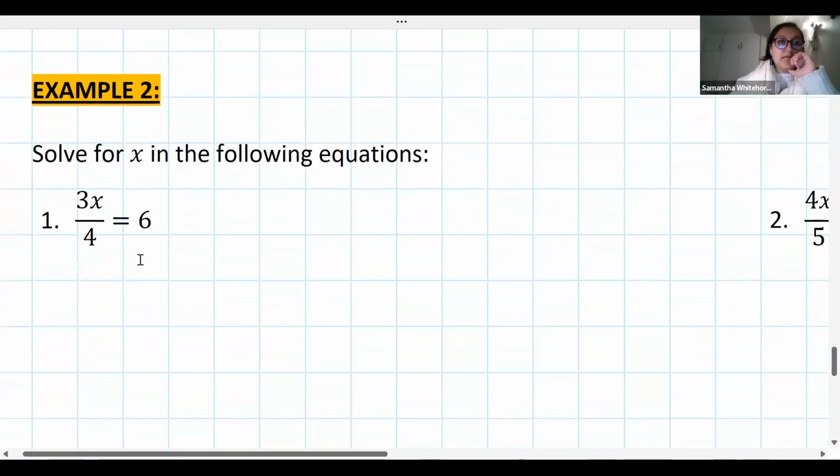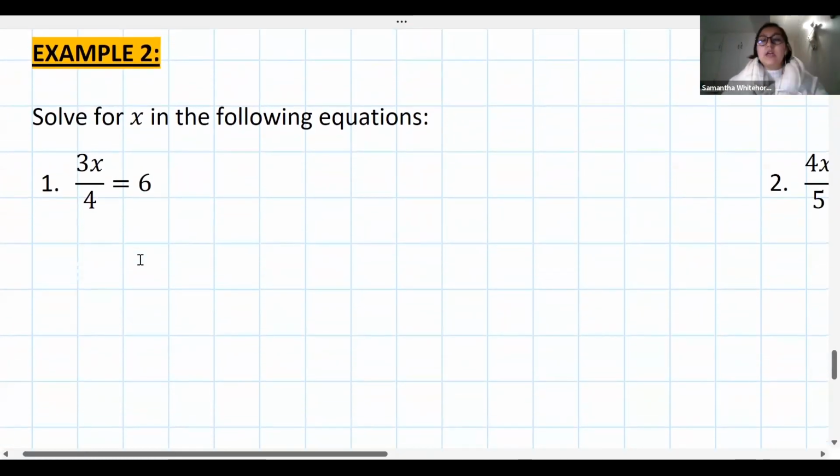Okay, so sorry, I was scrolling the wrong way. So let's have a look at our next set of examples here where we now have some fractions. Okay, now guys, fractions are nothing to be scared of. As long as you remember your inverse operations, you will be fine.